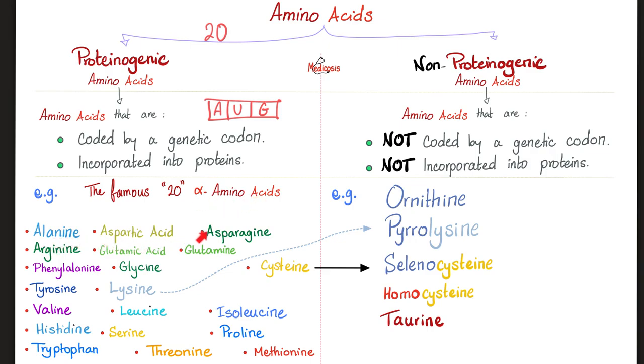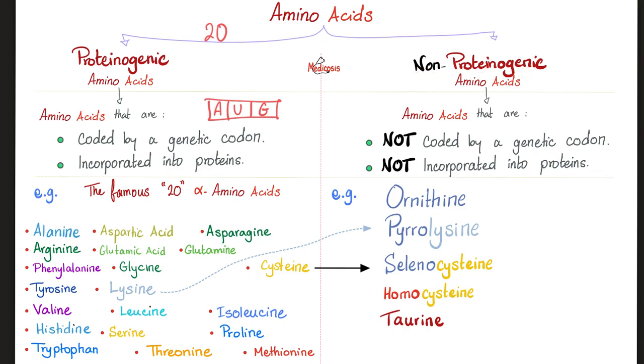Yeah, the famous alanine, aspartic acid, asparagine, arginine, glutamic acid, glutamine. So you have aspartic acid, asparagine, glutamic acid, glutamine, phenylalanine, glycine, tyrosine, lysine, valine, leucine, isoleucine. You need to remember these 3 together. Valine, leucine, isoleucine, histidine, cysteine, serine, proline, tryptophan, threonine, methionine, my favorite, because it gives you Uncle Sam, a methyl donor.